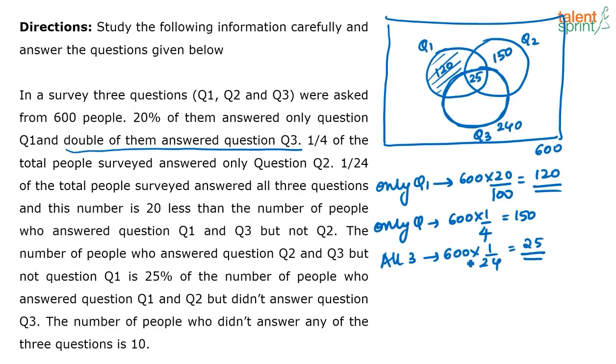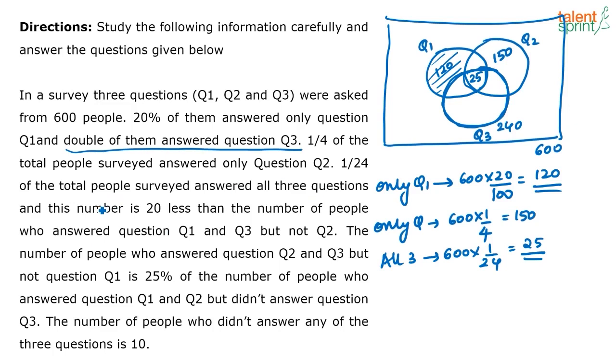Like how I do this: 600/24. I know 24 into 24 is 576, so 25 into 24 is 600. Or you can even look at the multiples of 25. You know it has to be 24, right? So that is 25. All 3 means 25 students have answered all 3.